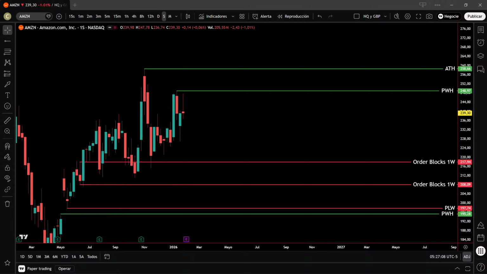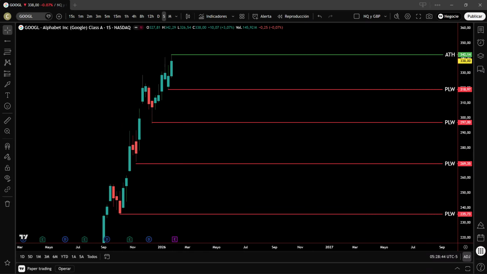On the downside, we have an institutional safety net well defined by two weekly order blocks at the $217.94 and $208.09 levels. These blocks represent high probability zones where institutional order flow would look to reaccumulate positions in the event of a retracement. Additionally, the PLW level at $197.74 and a historical PWH at $195.28 reinforce the asset's structural base. As long as price trades above these red levels, our bias for the trading week remains expansionary, seeking trend continuations on lower timeframes toward new price discovery.